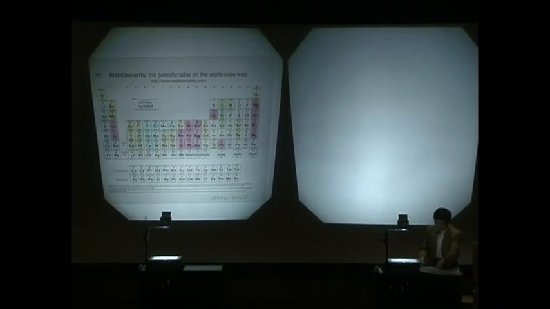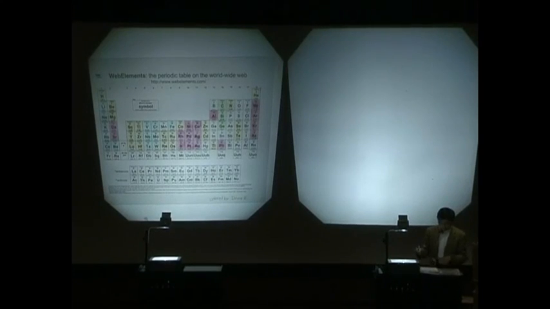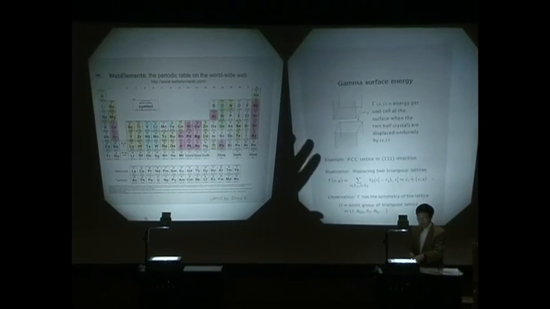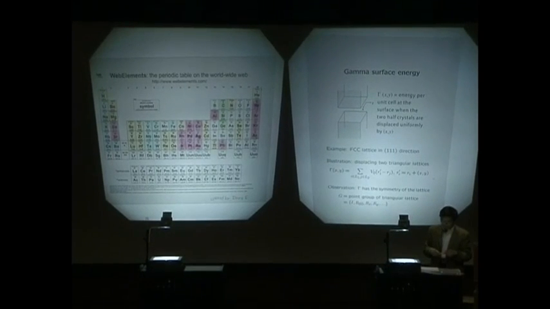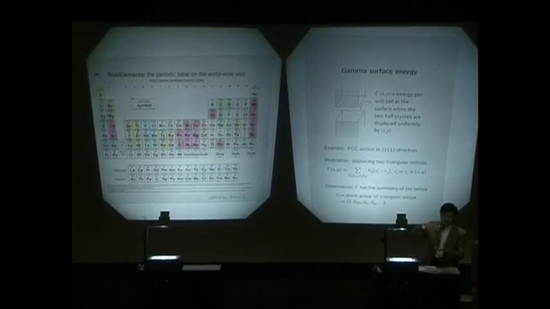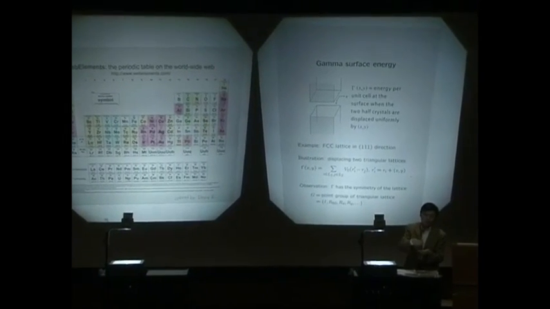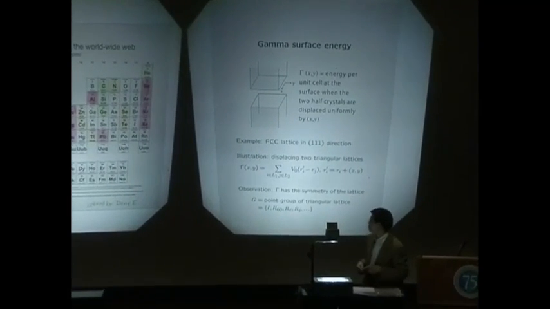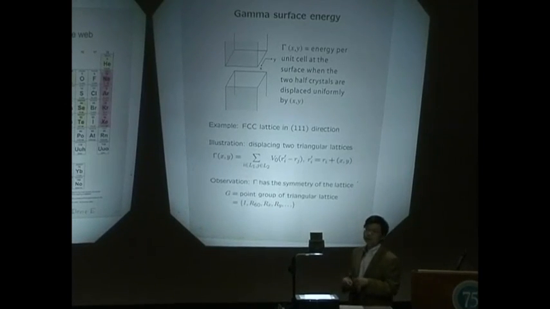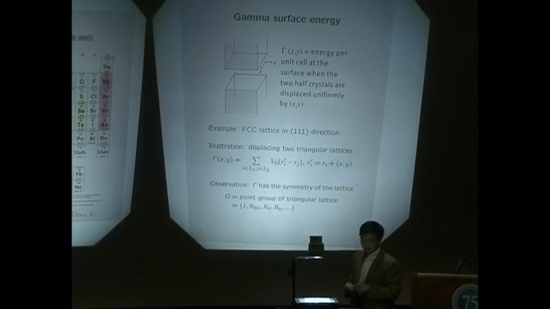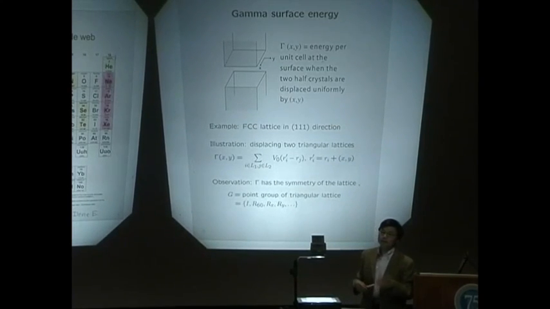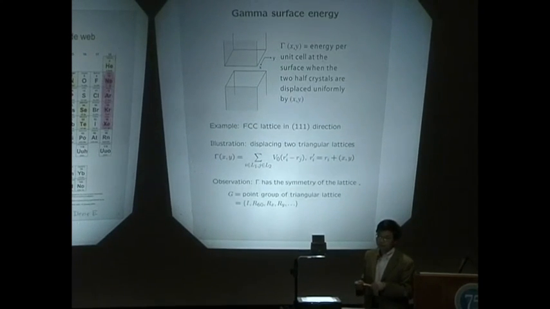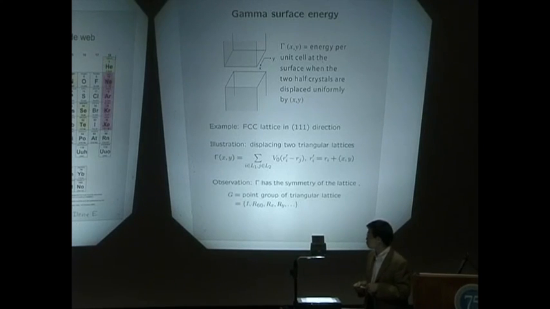So coming back to the theme of geometry, in quotation marks, versus physics, let me explain one thing, which is the gamma surface energy. So what is the gamma surface energy? You take two half crystals and you displace one with respect to the other by some amount, namely xy, and you ask, what is the energy of an atom on the surface like? This function is important for understanding dislocations, stacking faults, some of these defects that I mentioned earlier.